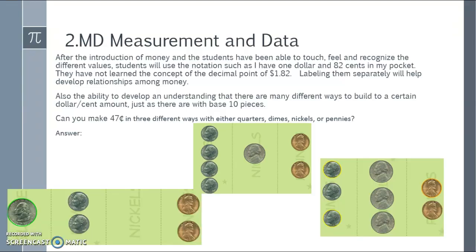The 3 that I came up with were a quarter, 2 dimes, and 2 pennies. So 25, 35, 45, 46, 47. Or 4 dimes, a nickel, and 2 pennies. So 10, 20, 30, 40, 45, 46, 47. Or 3 dimes, 3 nickels, and 2 pennies. 10, 20, 30, 35, 40, 45, 46, 47.